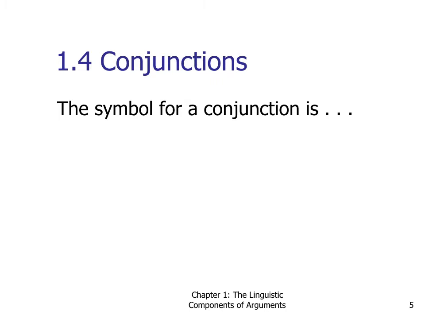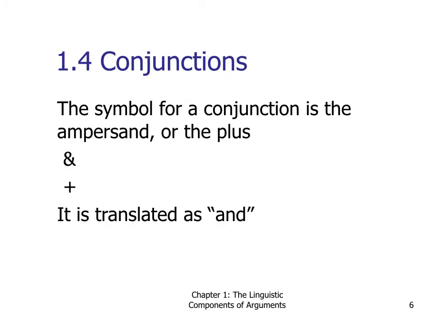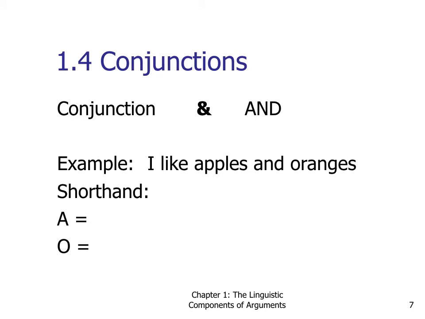The symbol for a conjunction is the ampersand. We'll also work with the plus if you can't make an ampersand, and it's translated as and. So a conjunction represented by the symbol ampersand translates as and. We have an example here: I like apples and oranges. And we're going to introduce you early to logical shorthand. The logical shorthand for this is going to be A and O, where A equals and.